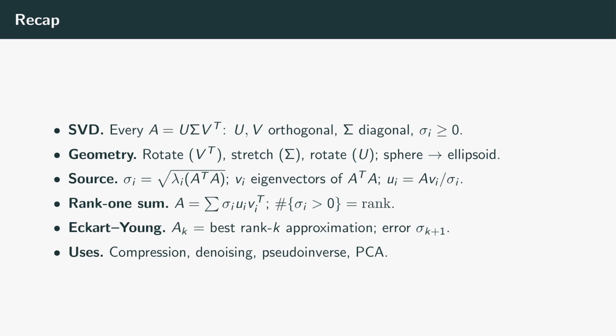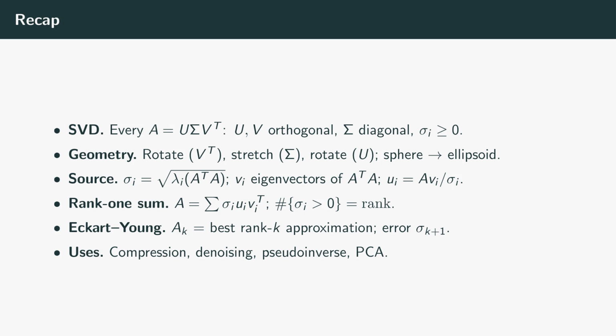Let's recap. The singular value decomposition writes any matrix A as U times sigma times V transpose, with U and V orthogonal and sigma diagonal with non-negative singular values in decreasing order. Geometrically, it is rotate, stretch, rotate, and it sends the unit sphere to an ellipsoid whose semi-axis lengths are the singular values. The pieces come from the spectral theorem applied to A transpose A. The singular values are the square roots of its eigenvalues, the right singular vectors are its eigenvectors, and the left singular vectors are their normalized images under A.